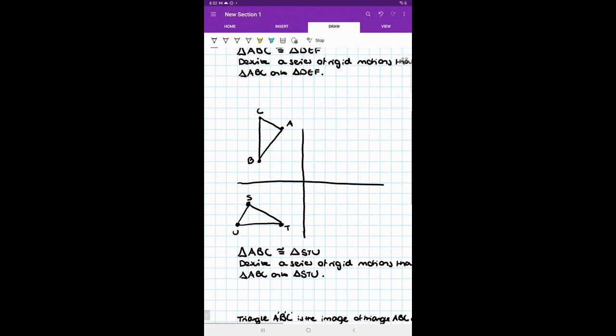Now, the second question is very similar. In this one, we have triangle ABC is congruent to this triangle STU.